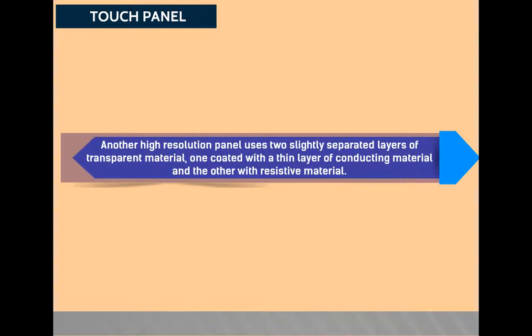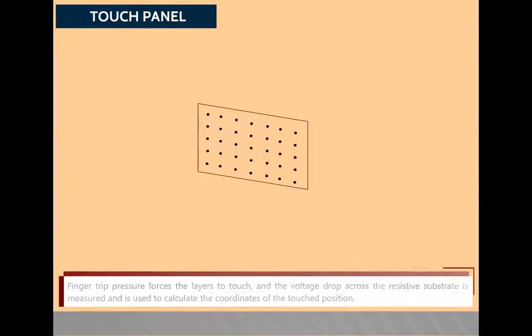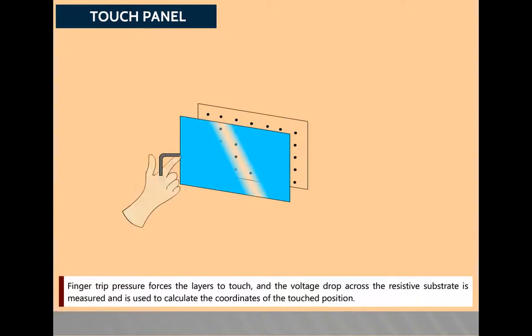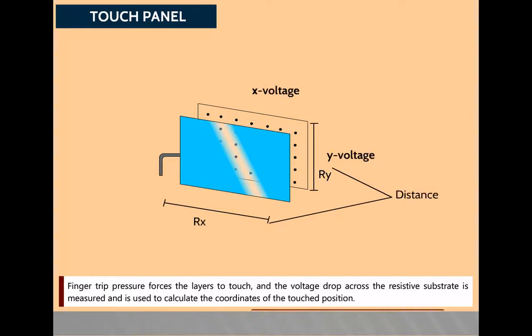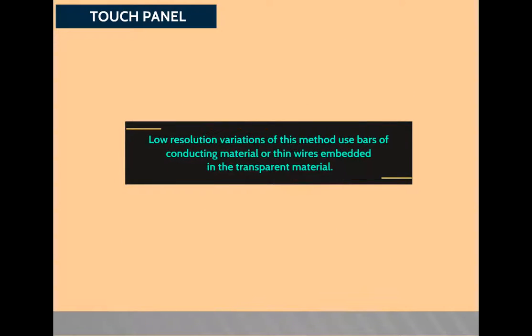Another high-resolution panel uses two slightly separated layers of transparent material, one coated with a thin layer of conducting material and the other with resistive material. Fingertip pressure forces the layers to touch, and the voltage drop across the resistive substrate is measured and is used to calculate the coordinates of the touched position. Low-resolution variations of this method use bars of conducting material or thin wires embedded in the transparent material.